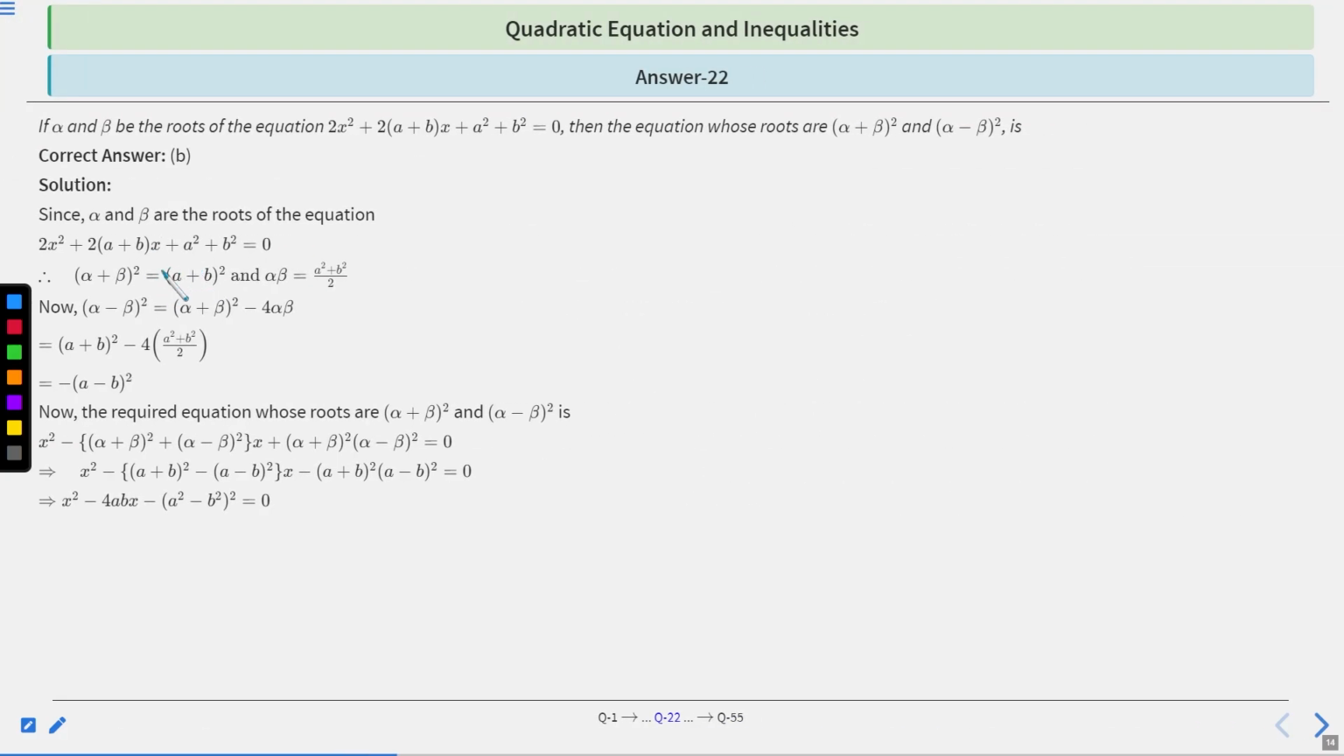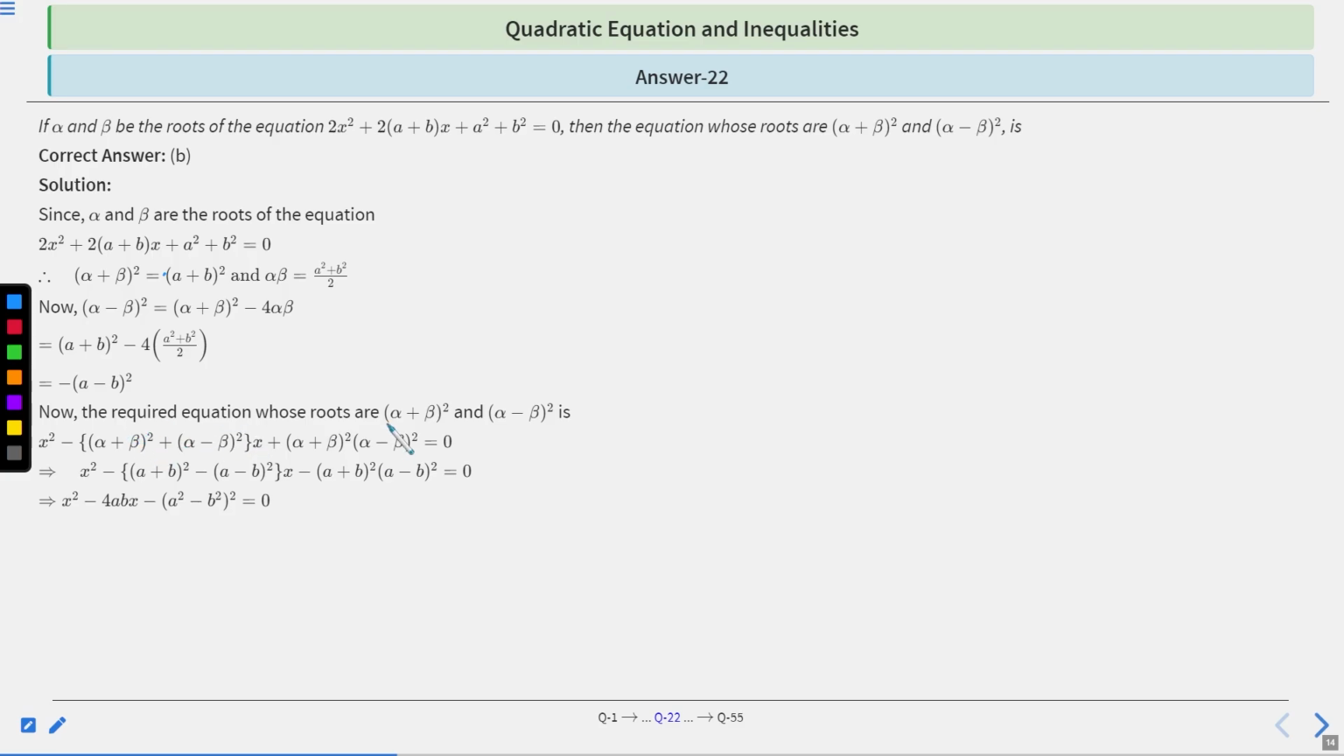Since alpha and beta are roots of the equation 2x square plus 2(a plus b)x plus a square plus b square equal to 0, (alpha plus beta) whole square is basically (a plus b) whole square, right? Because alpha plus beta is basically minus b by a, which is minus (a plus b), and alpha beta is basically c by a, that means (a square plus b square) by 2. Now we know that (alpha minus beta) whole square is (alpha plus beta) whole square minus 4 alpha beta, right? So we put the value of alpha plus beta and alpha beta: (a plus b) whole square minus 4 times (a square plus b square) upon 2, which will be equal to minus (a minus b) whole square, right?